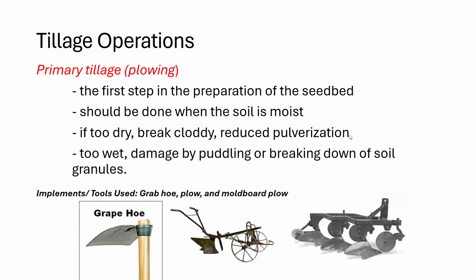Plowing is the first step in the preparation of the seedbed. Take note that it is also the most aggressive of all tillage operations that we perform. The main purpose of plowing is to incorporate weeds and stubbles underneath the soil and to partly pulverize the soil. And sabi dito, plowing should be done when the soil is moist.